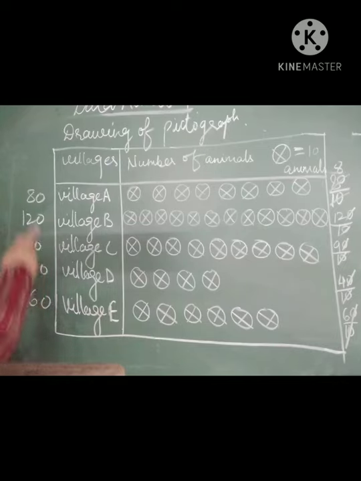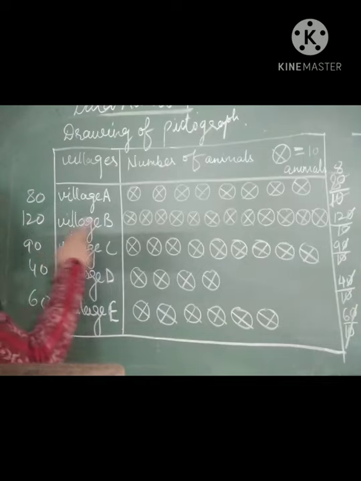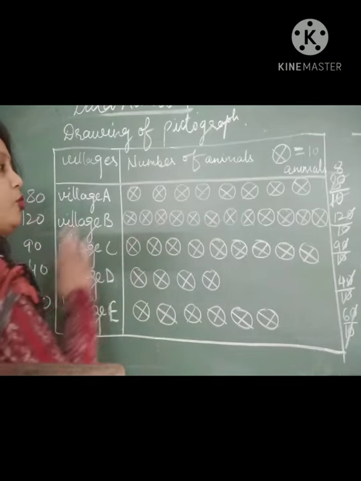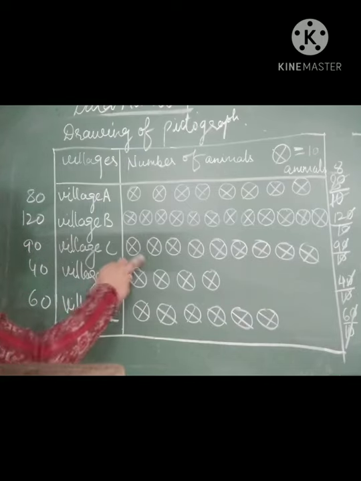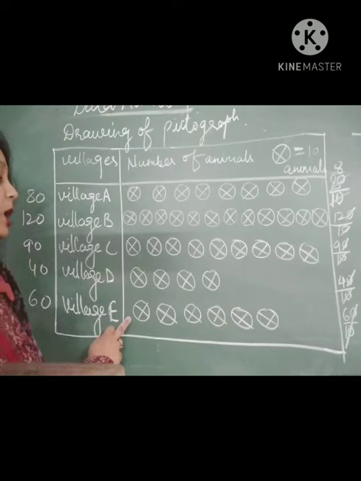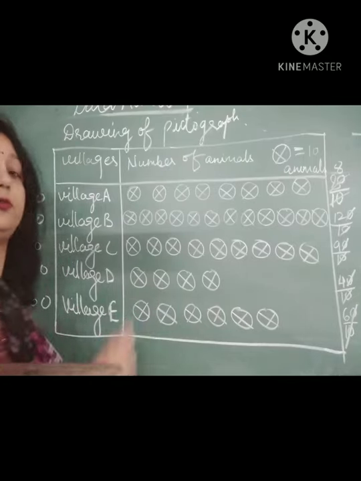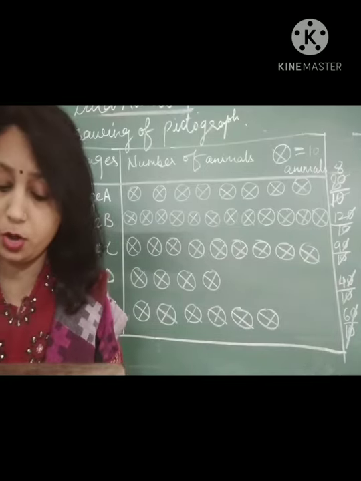To represent 80 animals, we have to draw 8 pictures here. To represent 120 animals, we have to draw 12 pictures. To represent 90 animals, we have to draw 9 pictures. To represent 40 animals, we have to draw 4 pictures. And to represent 60 animals, we have to draw 6 pictures according to the given scale in the question.